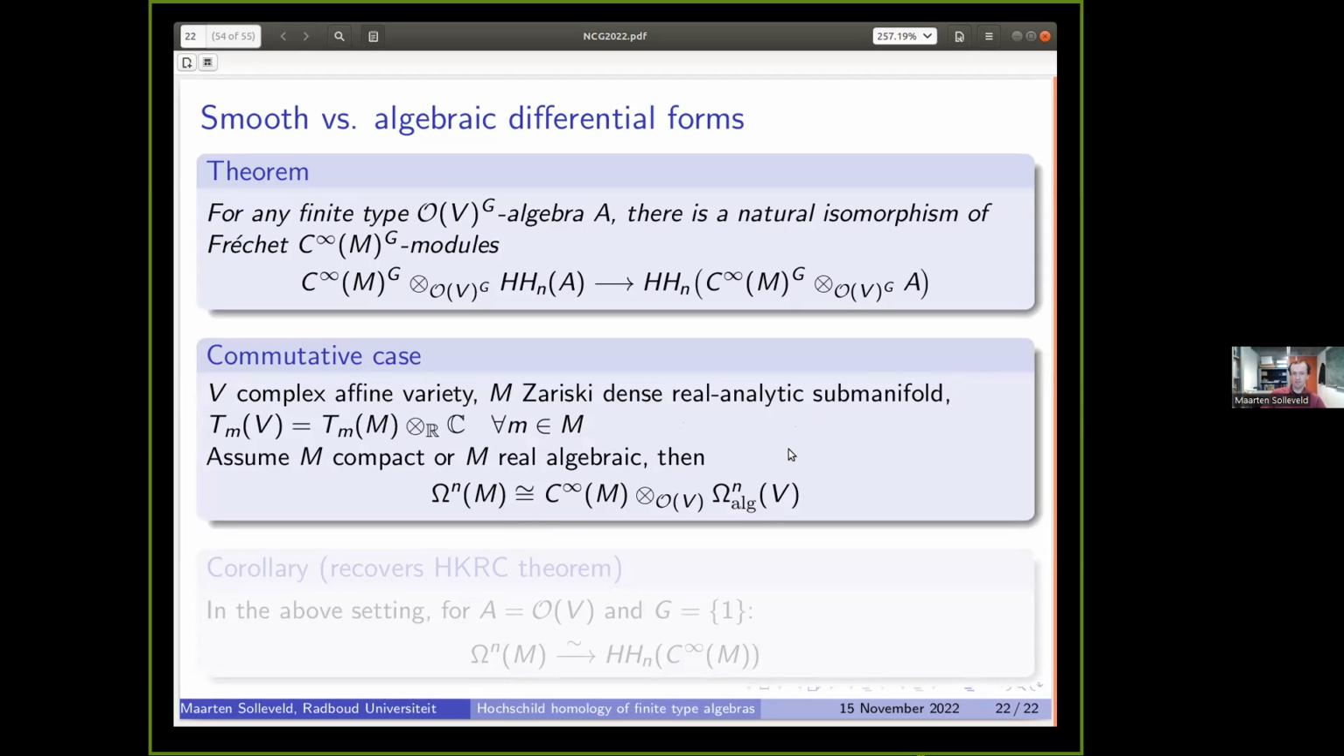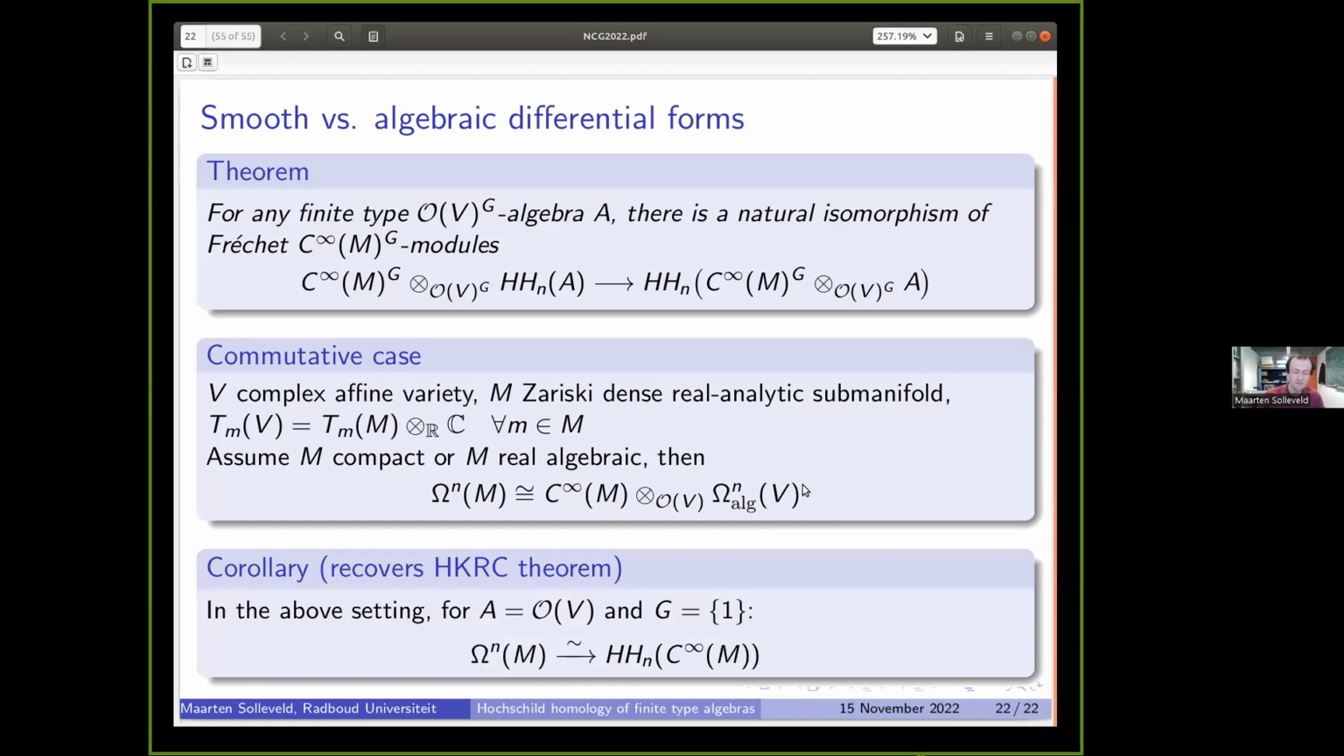One question you may ask is, suppose you take n forms on V, you tensor them up with smooth functions on M, tensored over the regular functions. Do you actually get all smooth differential forms on this manifold M? It's easy to see that the right-hand side embeds in omega n of M, but whether it's actually surjective, I wasn't sure. I proved this in the case that M is either a compact manifold or a real algebraic variety. In general, I don't know. It may be false in some nasty examples. But let's assume that we are in one of the cases where this isomorphism holds.